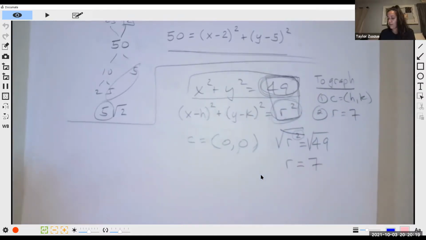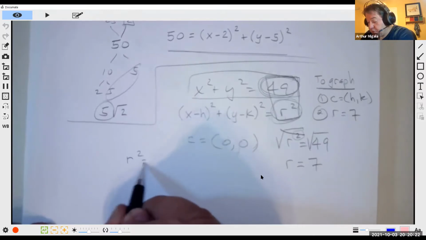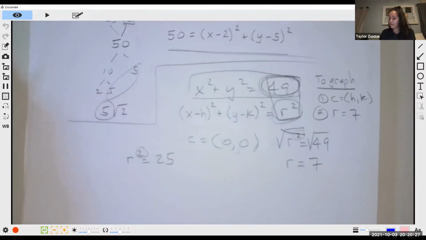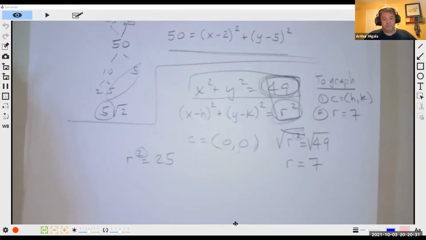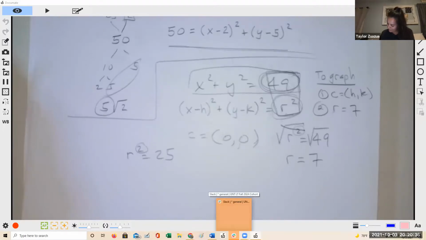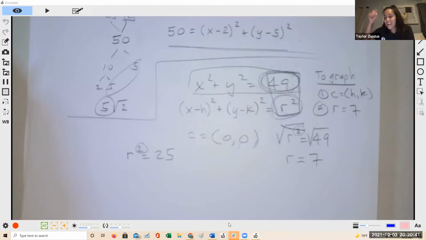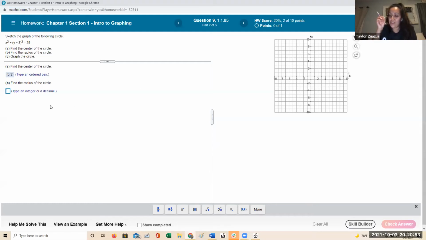So 25 is your r squared. Yeah, so r squared equals 25. We have to get rid of the square. Oh, square root it. You have to square root it. The square root of 25 equals 5. Got it. See, I gotta square root it. I'll always write notes on my side of what I gotta remember. Square root it, and then that equals 5.